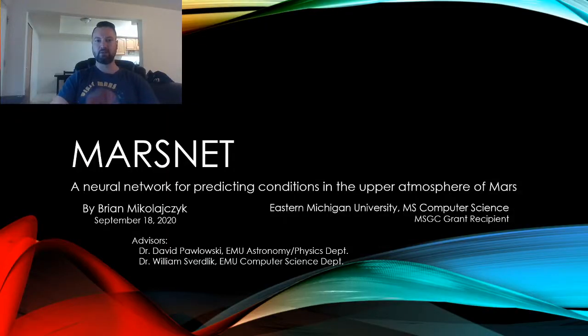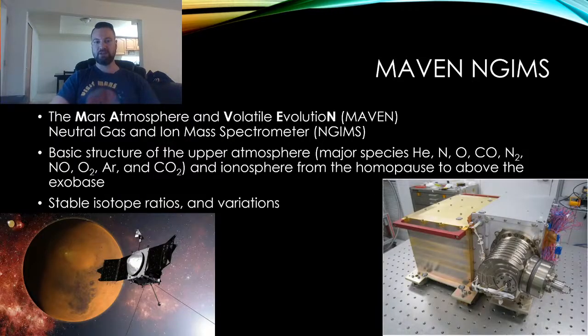I am a computer science master's student at Eastern Michigan University, and my project is called Marsnet, a neural network for predicting conditions in the upper atmosphere of Mars. My project uses the MAVEN neutral gas and ion mass spectrometer instrument, and this instrument takes abundances of ions and neutral gases. Major species are included, as well as several isotopes. And with this data, I want to feed it into a neural network and make predictions.